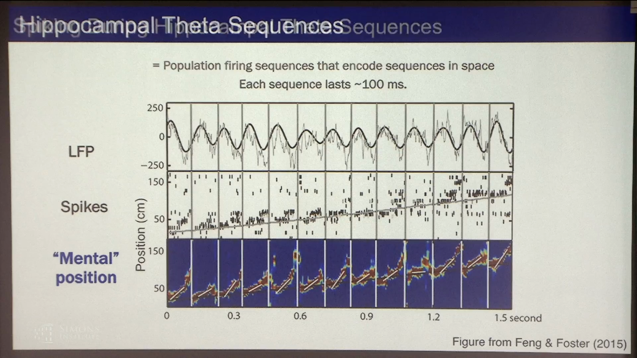And I'll just show you that again here. Each of these sequences, this is the real animal's motion. The slope of this line is clearly much steeper, right? What's going on there is that it's taking something that occurs on a behavioral time scale, this is 1.5 seconds of running, and each of these little things is maybe 2 to 4 to 6 times faster than that. So this is a time-compressed representation of some sort of movement through space.